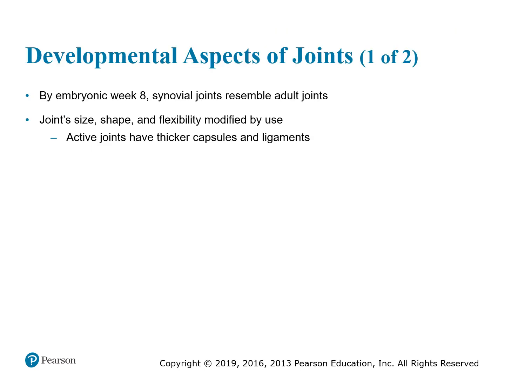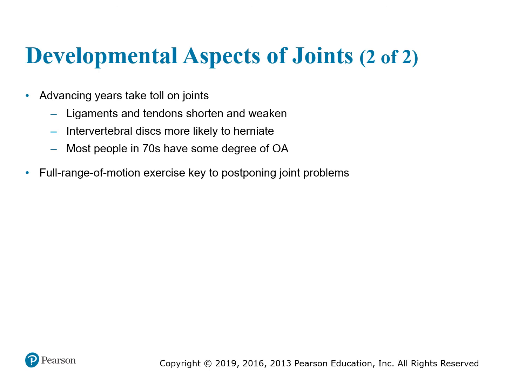Developmentally, in the embryo, by week 8, the synovial joints resemble adult joints. The joint size, shape, and flexibility are modified by their use. Active joints have thicker capsules and ligaments. Advancing years take their toll on joints. Ligaments and tendons tend to shorten and weaken with advancing age. Intervertebral discs are more likely to herniate, and most people in their 70s have some degree of osteoarthritis. Full range of motion exercise is key to postponing joint problems.